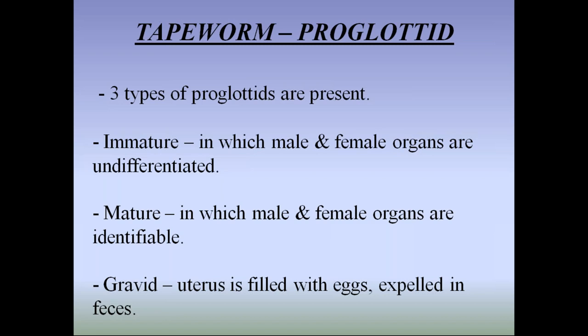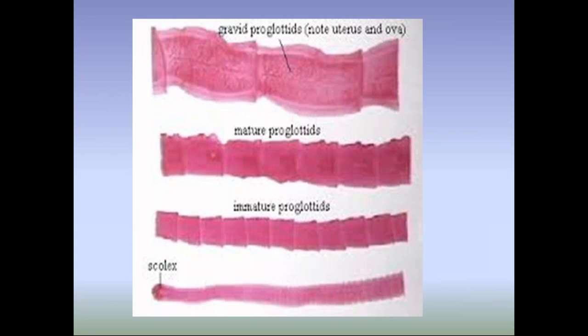Immature means we can't differentiate male and female organs. In mature, male and female organs are differentiated and identified. Gravid contains a uterus filled with eggs, thousands of eggs, 40,000 to 80,000 eggs, expelled in the feces. In Taenia solium, 40,000 eggs are excreted per segment, and sometimes many segments are expelled in the feces. In Taenia saginata, a single segment is excreted, with 80,000 eggs per gravid segment. This is about the proglottids of Taenia solium and Taenia saginata.